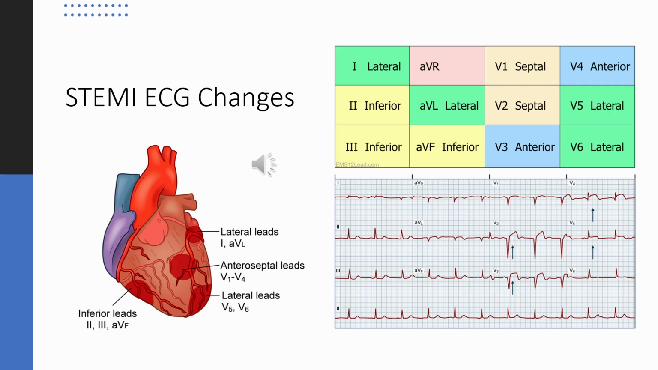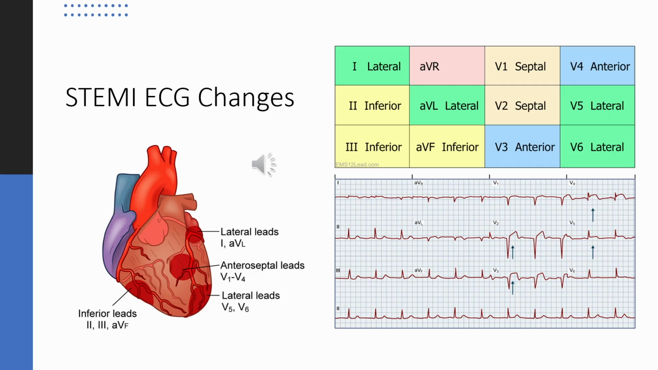So let's talk about how we can identify a STEMI on an ECG. So a STEMI, or ST elevation myocardial infarction, again, is characterized by ST segment elevation in 2 or more contiguous leads, which again indicates that we've got a full thickness myocardial injury going on. So let's break down these lead groupings here and their corresponding infarct locations.